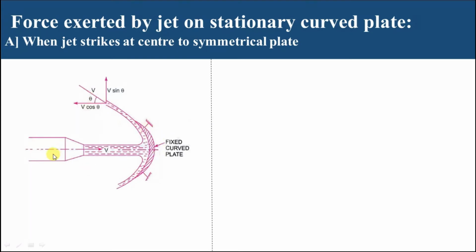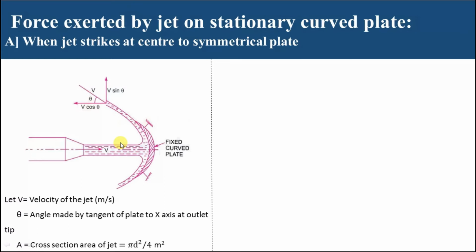Let the jet of water coming out from the nozzle be moving with a velocity of v meter per second. Let the diameter of this jet be small d. So basically the cross section area of this jet is capital A, which is pi by 4 d square. After that, if we draw the tangent.